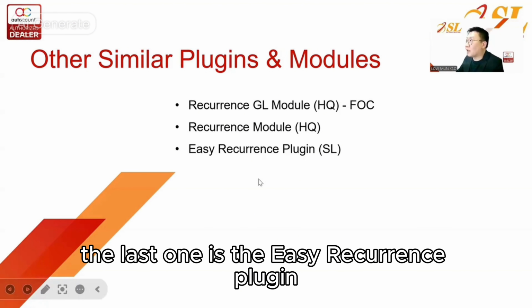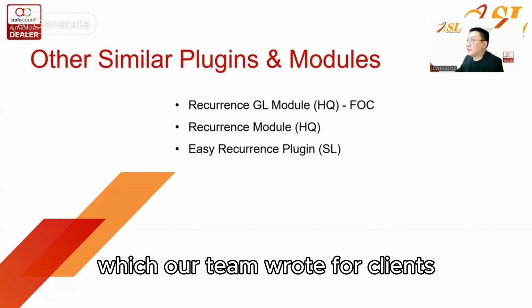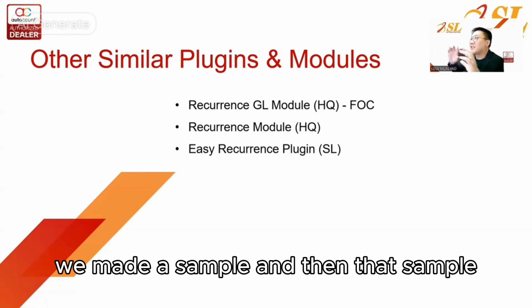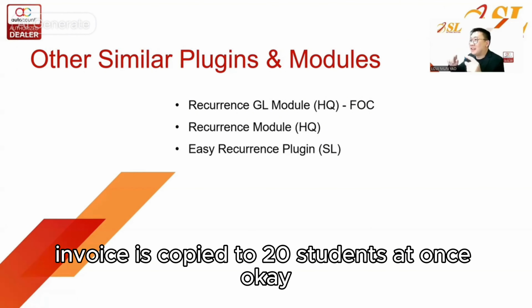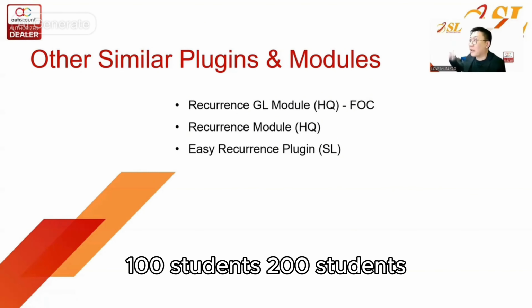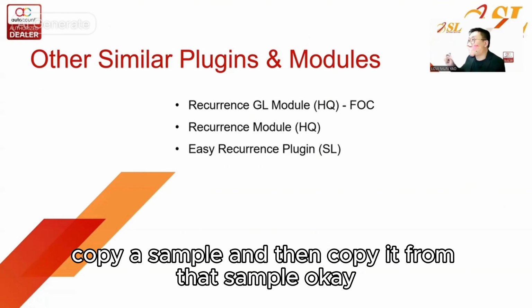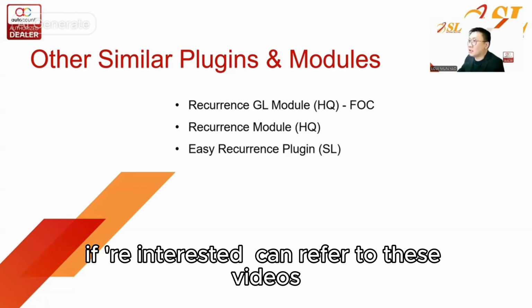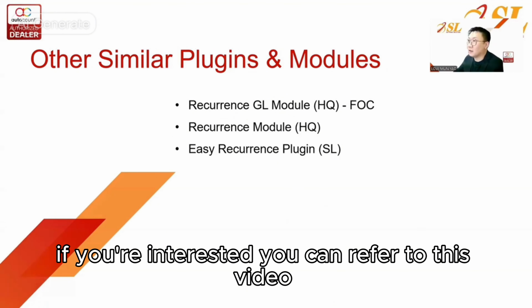Okay, the last one is the Easy Recurrence plugin, which our team wrote for clients. This was written for some tutoring centers. We made a sample, and then that sample invoice is copied to 20 students at once. Okay, 100 students, 200 students, one button. Copy a sample, and then copy it from that sample. Okay, that's another method. A total of 3 methods. If you're interested, you can refer to these videos.